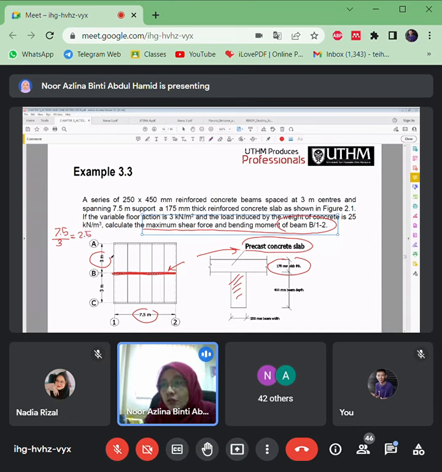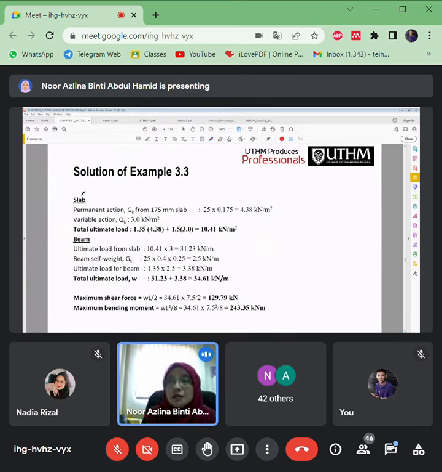So 2.5, so it becomes a one-way slab, right? So make one line parallel to the Ly here. So this is how the load from the slab will be distributed to this beam. The others are the same. Calculate the load from the slabs according to its thickness.